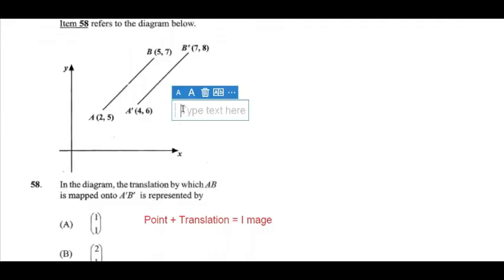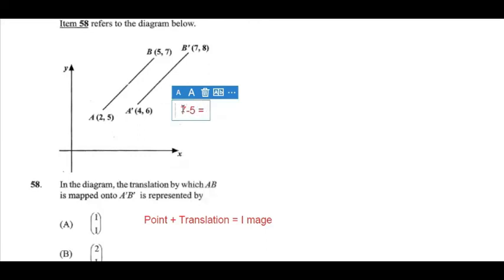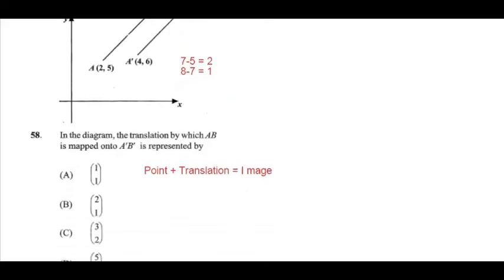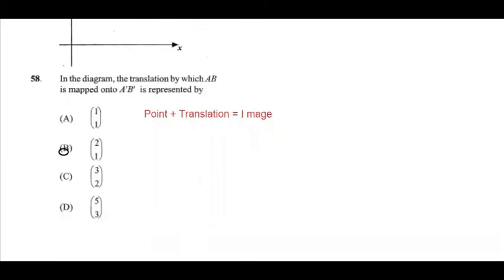So let's use the 7 and 5 from the point B. So it is 7, which is the image, minus 5 to give us 2, and then we can use 8 minus 7 to give us 1. So our translation was a 2, 1 translation, and you could use the points at A. It would be 4 minus 2 to give us 2, and 6 minus 5 to give us 1. So whichever point you choose will always get the same answer, and therefore answer 458 is B.